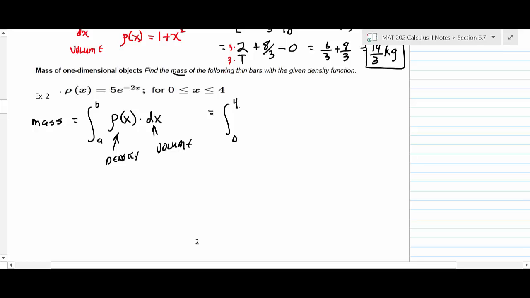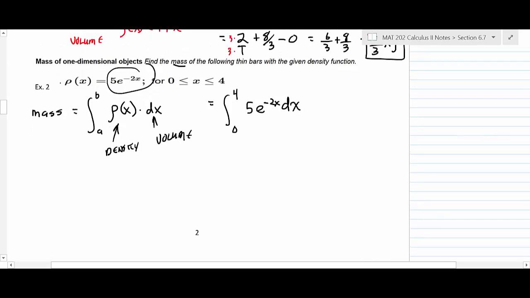Okay, that's given the bar. And then rho, the function for density, is 5e to the negative 2x, times dx like that. So that's going to be the integral that we work out to get our answer.